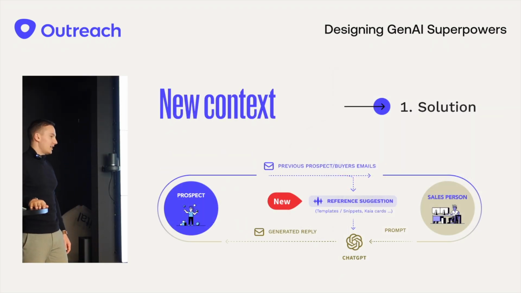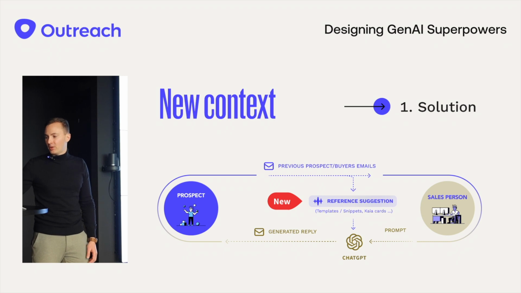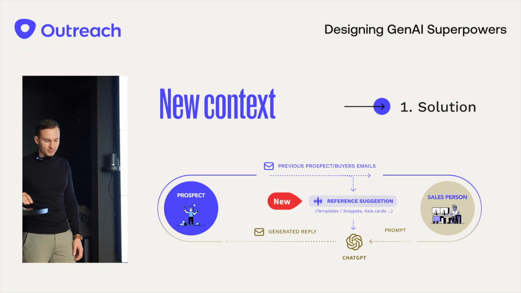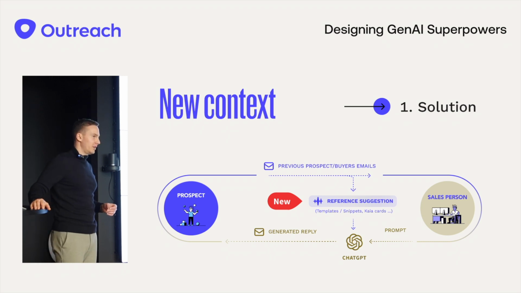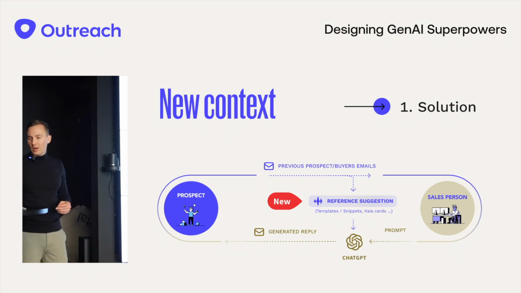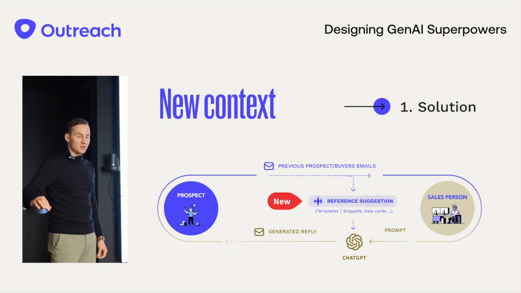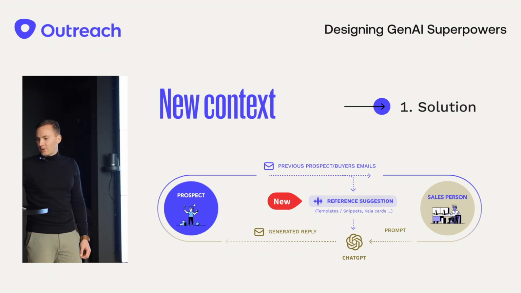And we were quite lucky because we have a lot of good content inside Outreach, because sales leaders usually create a lot of templates and a lot of snippets where you can actually find the answers for these sales-specific questions. So we wanted to automatically suggest these references to ChatGPT, and together with the previous emails and together with the prompt, we wanted to generate email suggestions. So actually, let me show you.